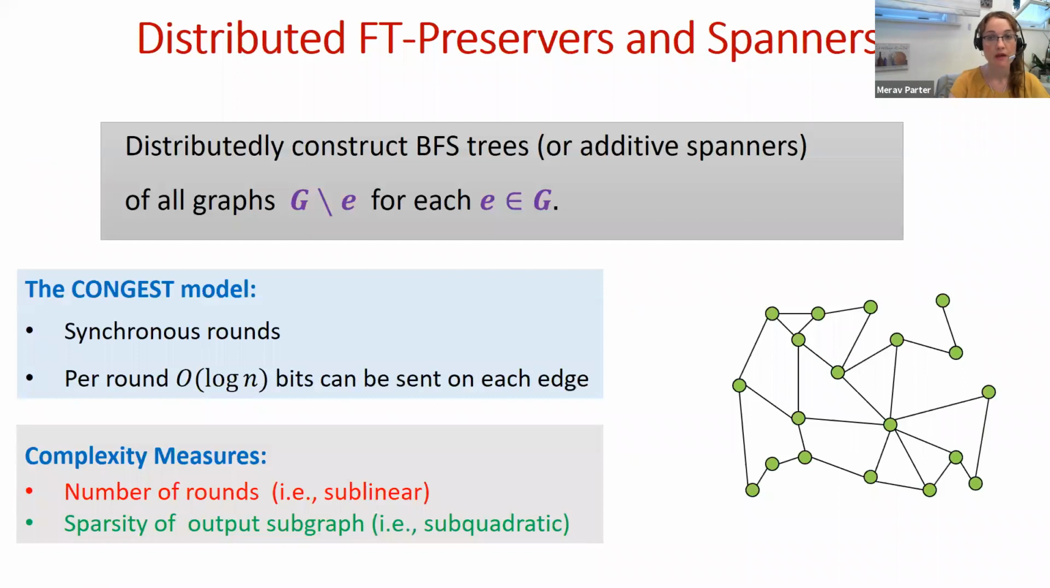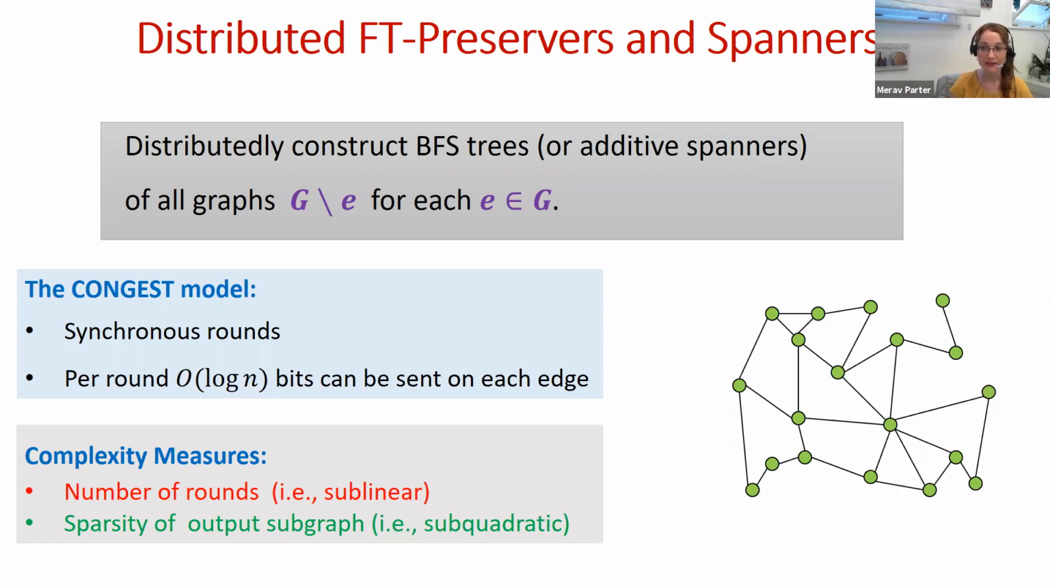In this paper, our goal is to provide distributed constructions of fault-tolerant preservers and fault-tolerant additive spanners. In particular, we should compute multiple BFS trees or multiple additive spanners in many graphs, G minus E for every edge E that might fail. This whole notion of fault-tolerant preservers and spanners has been heavily studied in the literature over the last 5-10 years, but still little is known about their distributed constructions.